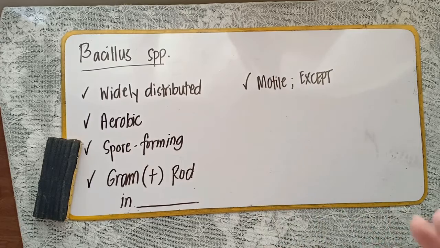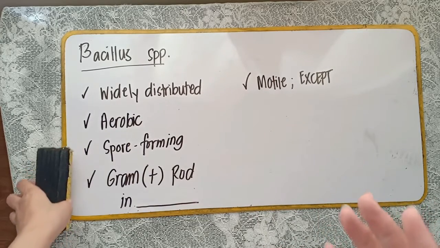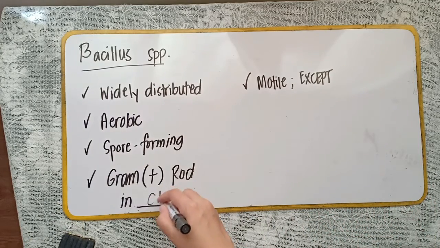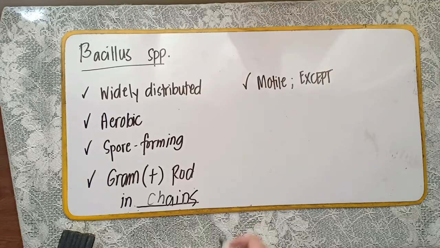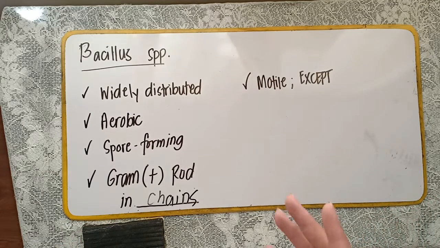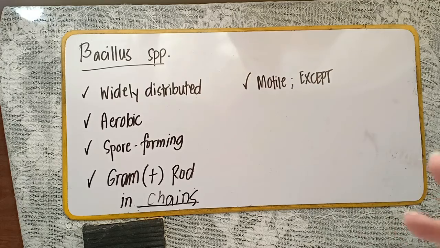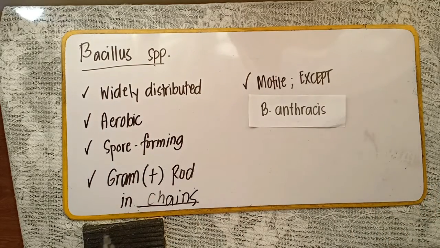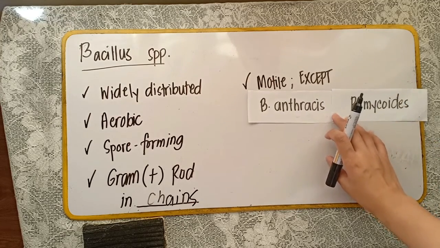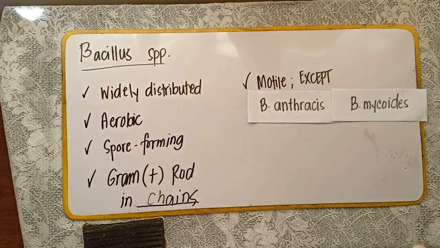Okay. Now, aside from that, your Bacillus species, they are gram-positive rod-shaped organisms which may occur in chains. They are arranged in chains, gram-positive rod bacteria. Also, your Bacillus species, they are highly motile. They are highly motile organisms with a peritrichous flagella, except for your Bacillus anthracis and your Bacillus mycoides. Okay? So, ito yung dalawang species natin that are considered non-motile organisms.